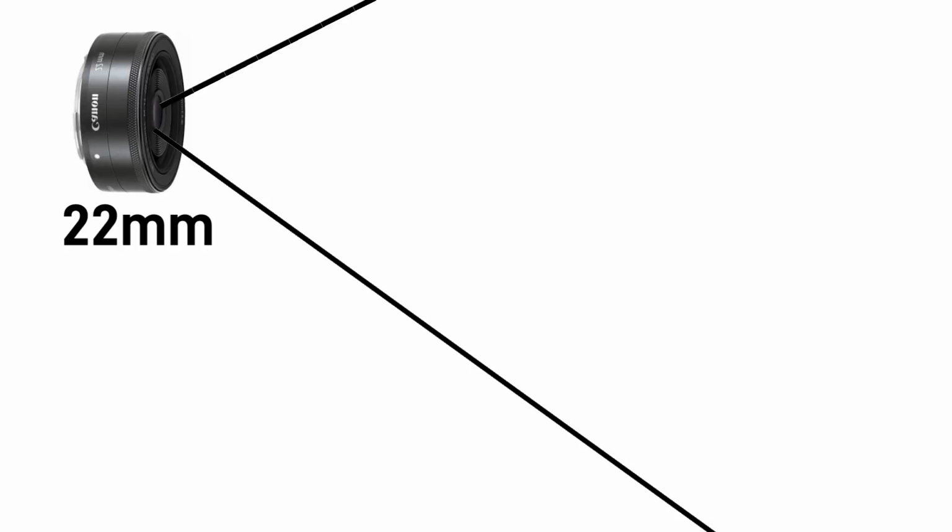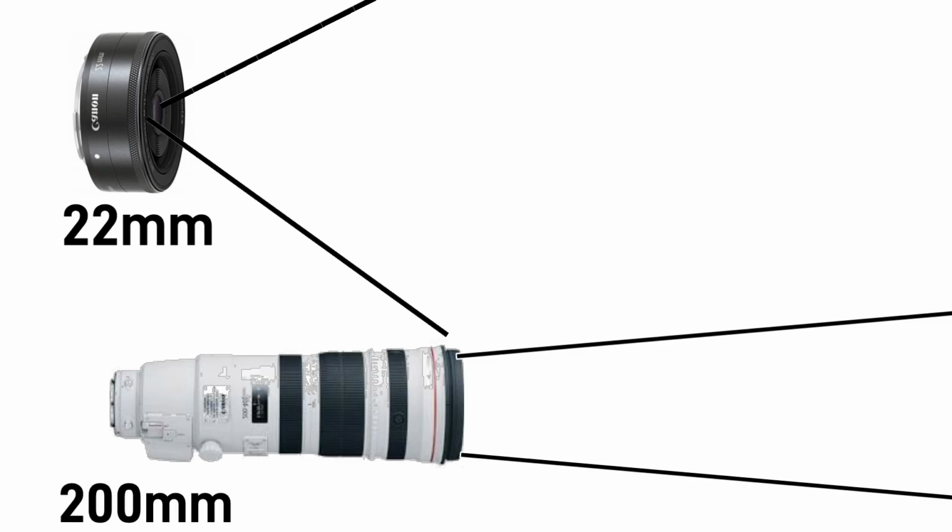You might see that represented as millimeters. So a 22 millimeter lens will not see as far as a 200 millimeter lens, but you will get a wider field of view. You'll get more in your shot.